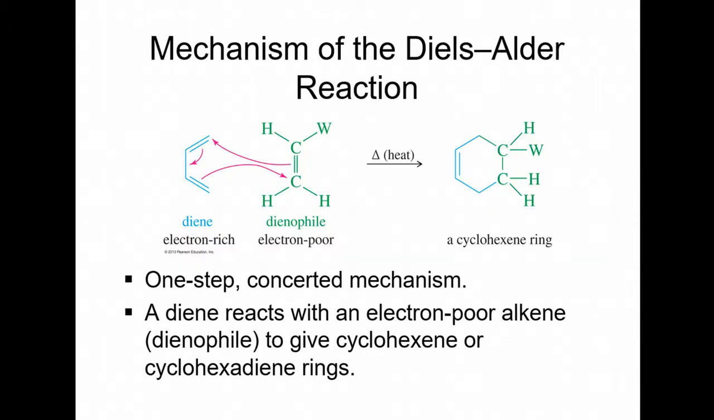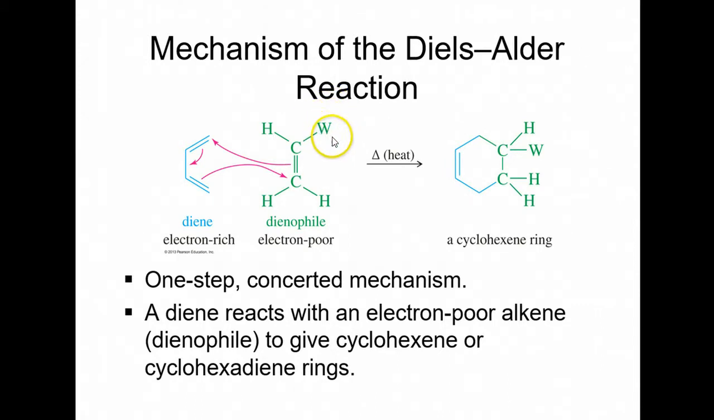So here is the general mechanism and the general reaction. Here is your diene. Here's a double bond, single bond, double bond, conjugated. This is the electron-rich part of it. Here's your dienophile, just some sort of double bond. This could also be a triple bond, but you have to have some sort of pi bond. The W stands for electron withdrawing. The W implies withdrawing. So this double bond is somewhat electron poor.